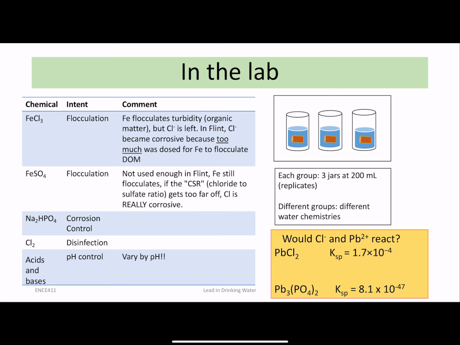We will work with pieces of pipes, but copper pipes, because as I said before, we can't find lead pipes at the stores now. So we are working with copper pipes, but we can see the corrosion in copper pipes too. So you will prepare 3 jars with phosphate solution, and then another 3 jars with a mix of chemicals used in drinking water treatment, like the ones I talked about before, like the iron chloride. The iron sulfate is also a flocculation agent. The phosphate for corrosion control, the bleach, and we will play a little with pH. So we will have different pHs and different concentrations of these chemicals.